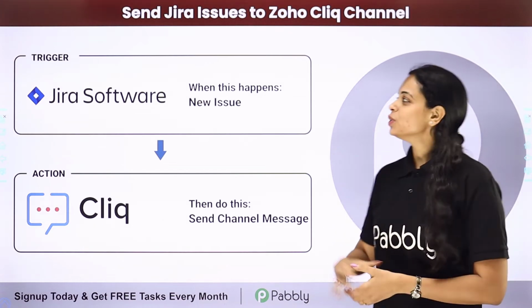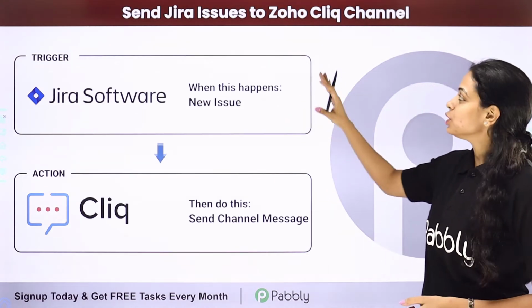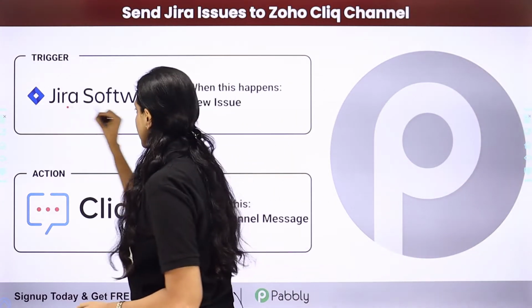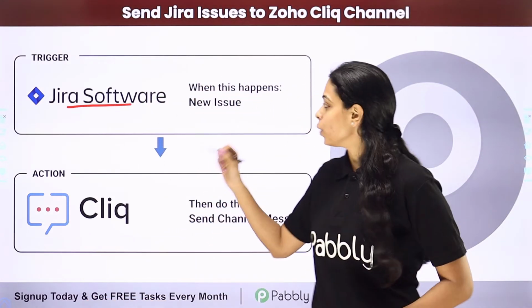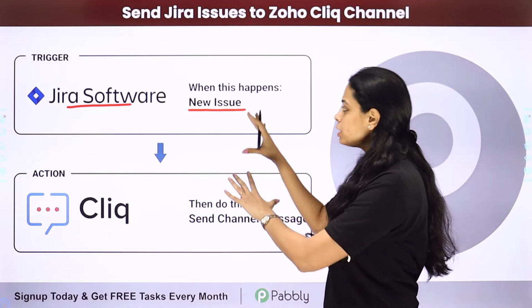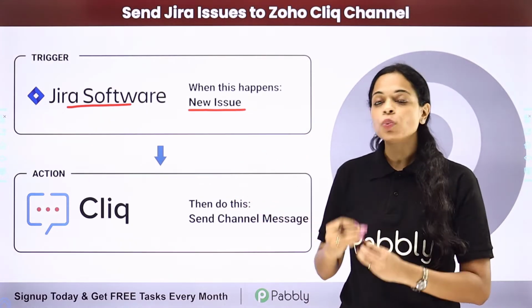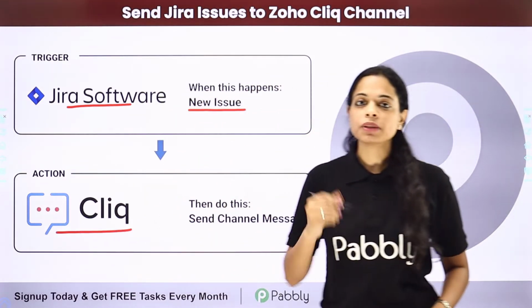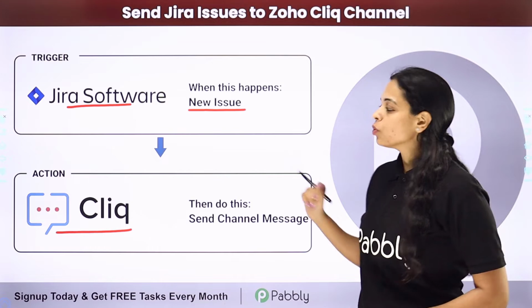In this video, we are going to see how to send Jira issues to Zoho Cliq channel. So let's say that you're using Jira software as a project tracking software where every time an issue has been created, the details of this issue have to be shared with your team, which is there on Zoho Cliq, which is a team communication software. Now, how can you do that?